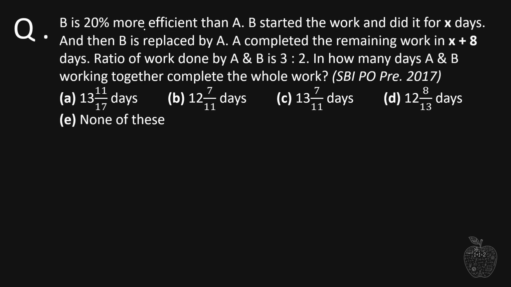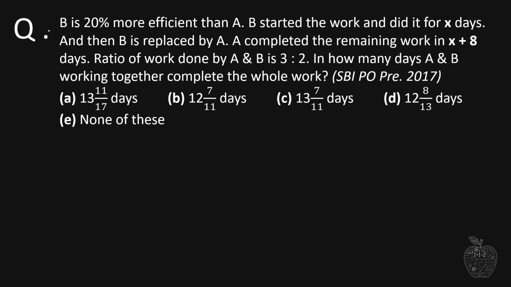B is 20% more efficient than A. B started the work and did it for X days, and then B is replaced by A. A completed the remaining work in X plus 8 days. The ratio of work done by A and B is 3:2. In how many days will A and B, working together, complete the whole work?